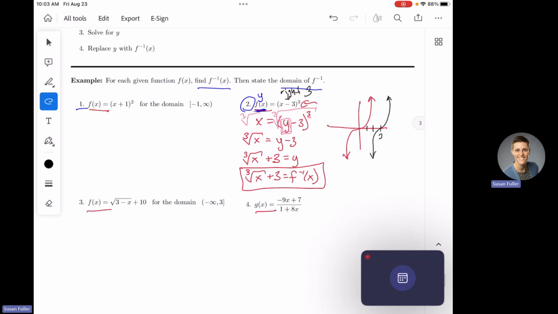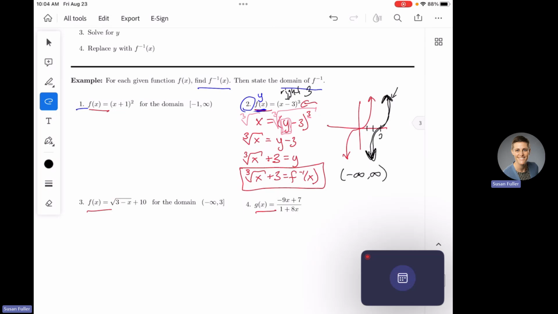Okay, so this function is shifted to the right by 3 units. This black one is what this function looks like. What's the range of that function? What y values are covered? Well, this covers every y value from negative infinity all the way up to infinity. The range of this thing is negative infinity to infinity.